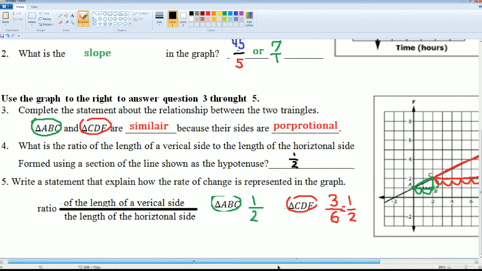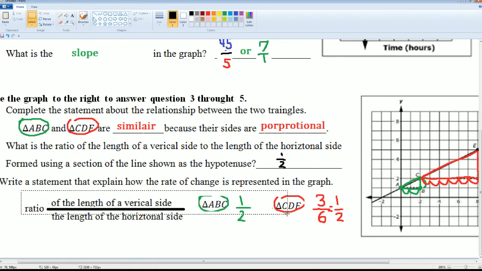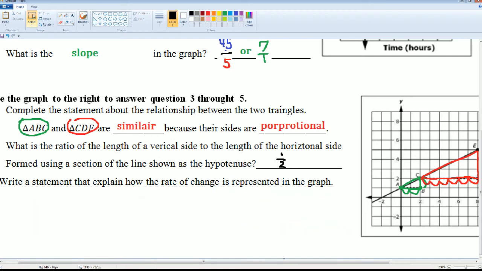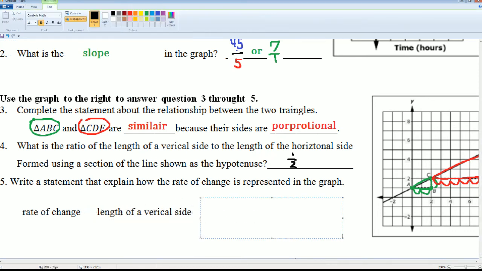Write a statement that explains how the rate of change is represented by this graph. What is the rate of change? Okay, what is the rate of change? We want to look at this rate of change here. So the rate of change is that it is what? Changing. So the length of the vertical side is what? Is changing by how much? By how much is it changing by? The vertical changing by 1 unit. Okay, could be anything here, but we're just gonna say unit.